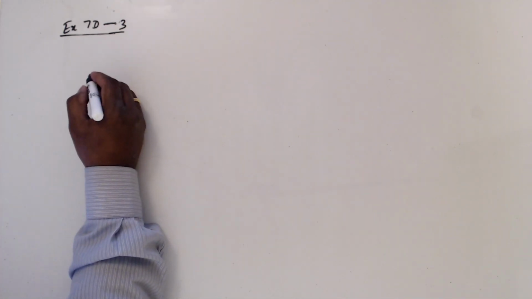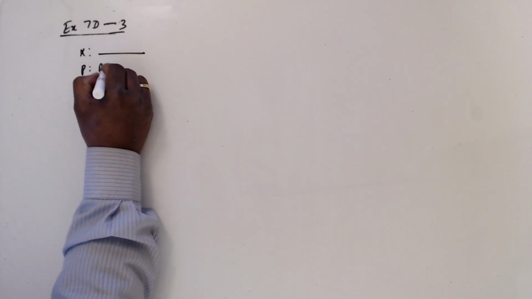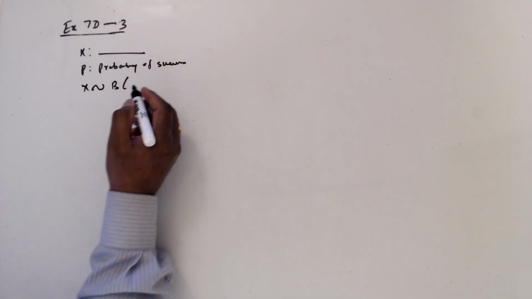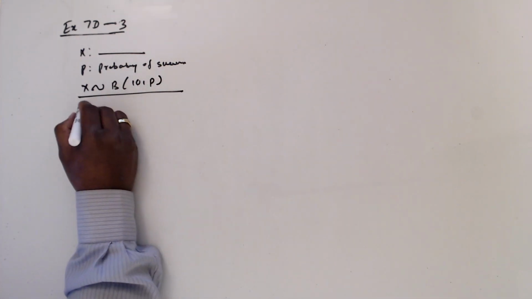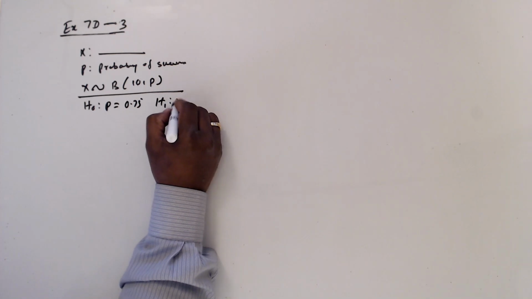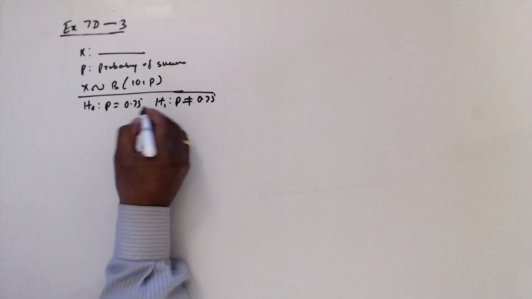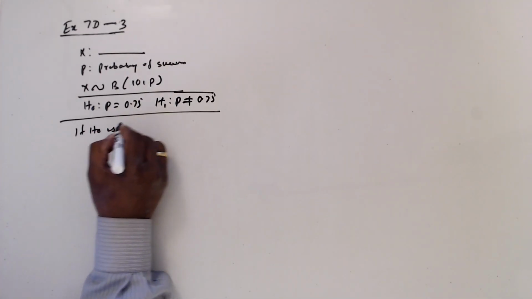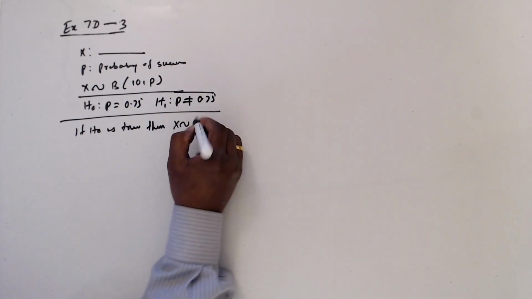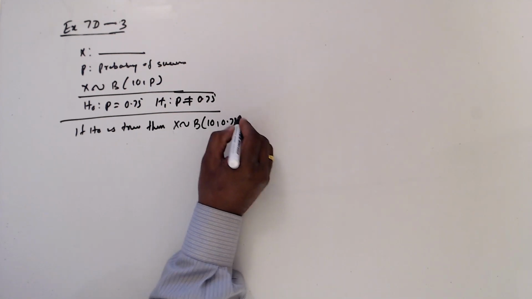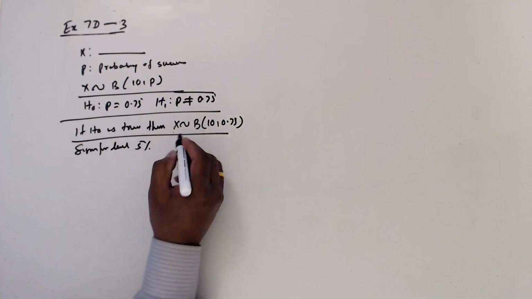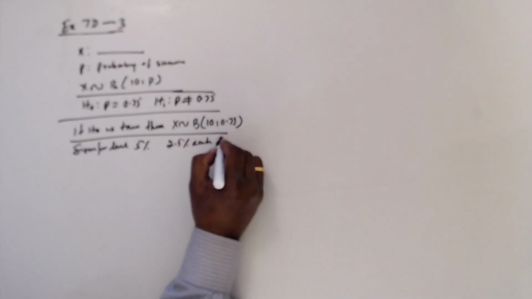So question number 3 also says x, p is the probability of success. So x follows binomial B(10, p). So H naught is p equal 0.75 and H1 the alternative is p not equal to 0.75, which means it's going to be two-tailed. So if H naught is true, then the variable x should follow binomial B(10, 0.75), and the significance level is 5%, so 2.5% each for both tails.